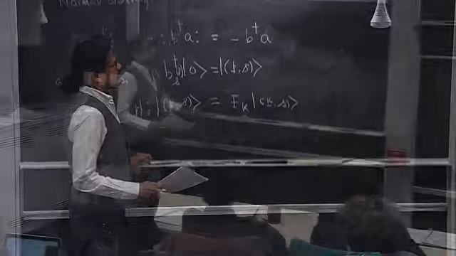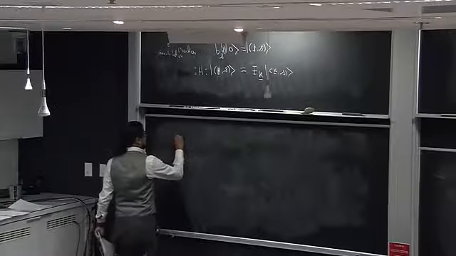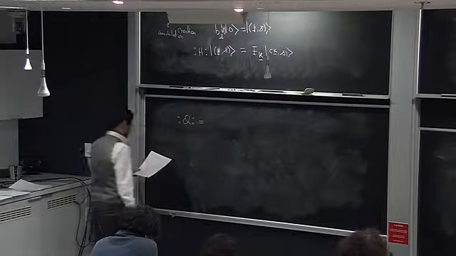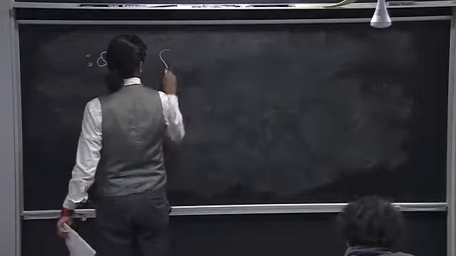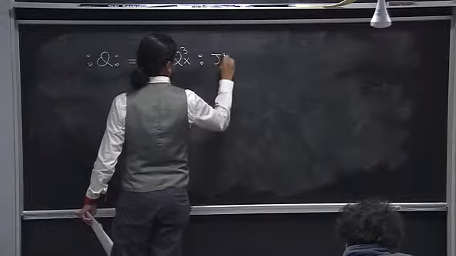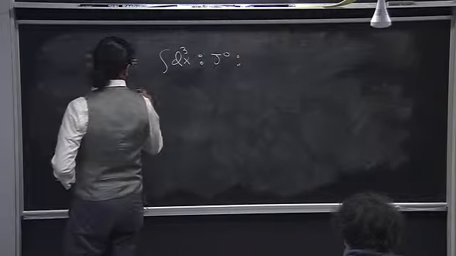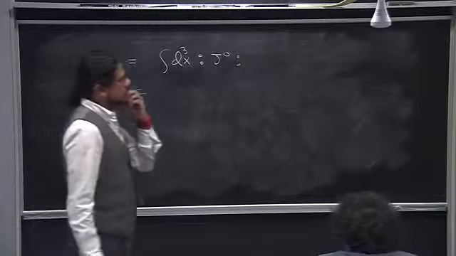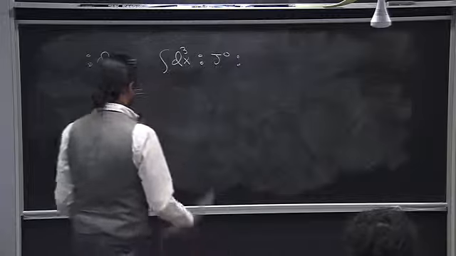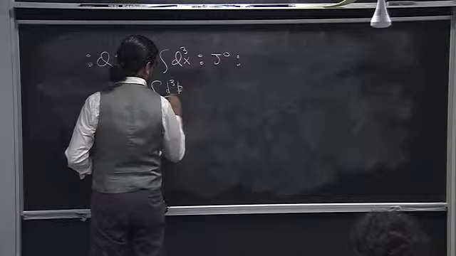And what is interesting, and this is something that I would like you guys to do at home, is to work out what the normal ordering of the charge operator is. So recall that the charge operator is the zeroth component of the conserved current. Now, if you do the calculation, a calculation analogous to the calculation we did for the commutator and also the expression I wrote down for the Hamiltonian, you will find another surprise here.